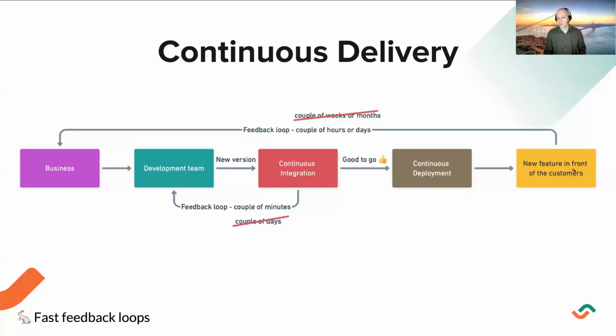And ultimately, features land in front of our customers much faster, and then that feedback loop that goes all the way to the business, which might need to adjust the course based on what has been shipped and how it's performing, comes down from a couple of weeks or months to a couple of hours or a couple of days. And you can imagine in the course of a year, if you can make 5 iterations, 10 iterations, potentially you can make hundreds of iterations. And hundreds of iterations is what companies should be aiming for.